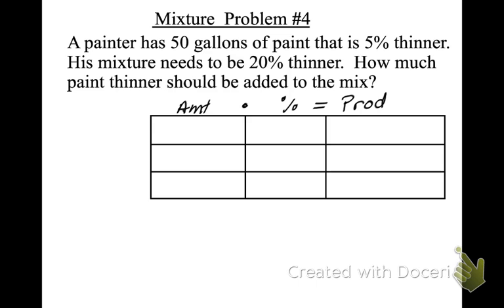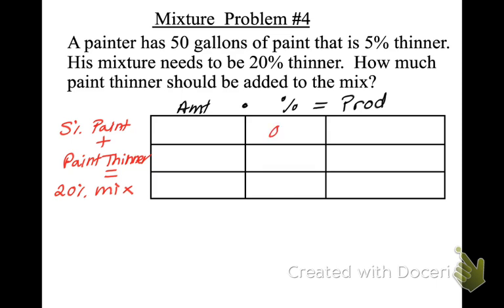And so I'm comparing my 5% paint, my paint that has 5% thinner. I'm mixing it with what? Thinner, paint thinner. Just pure. It's pure. And what do we want? 20%. 20% mix of paint with thinner.